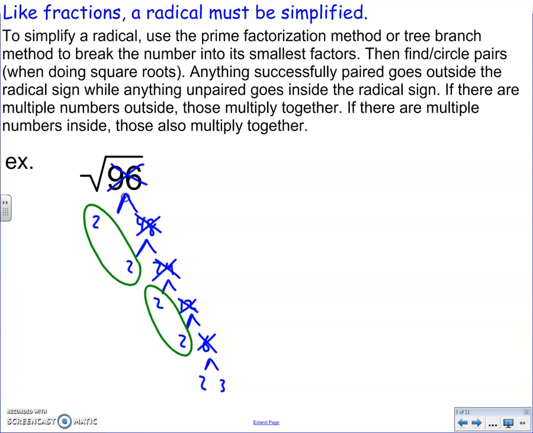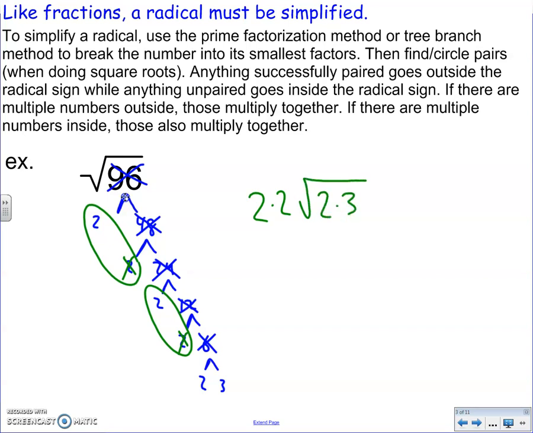So pairs go on the outside, one of each. From the first pair, a single 2 goes out, the other 2 disappears. If you want to cross it out, you can. For the next pair of 2s, a single 2 goes out, the other one disappears. And the unpaired 2 and 3 stay inside the radical, the root sign. 2 stays inside, 3 stays inside.